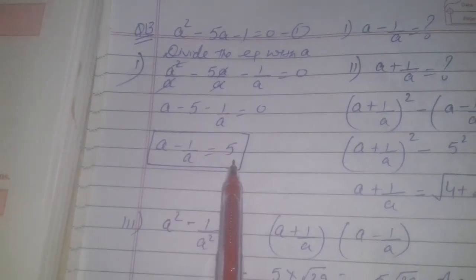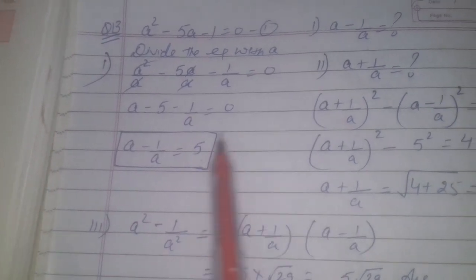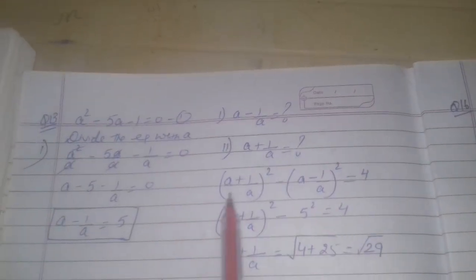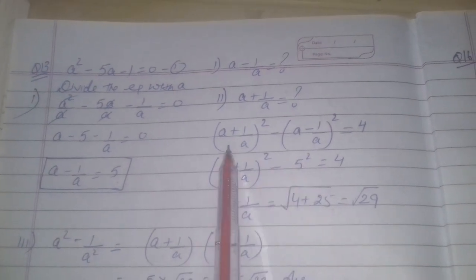A minus 1 over a is equal to 5. Clear? This we were asked to find in the first part. In the second part, we were asked to find a plus 1 over a. This you have to find out. Now the same identity, clear, which has been told earlier.